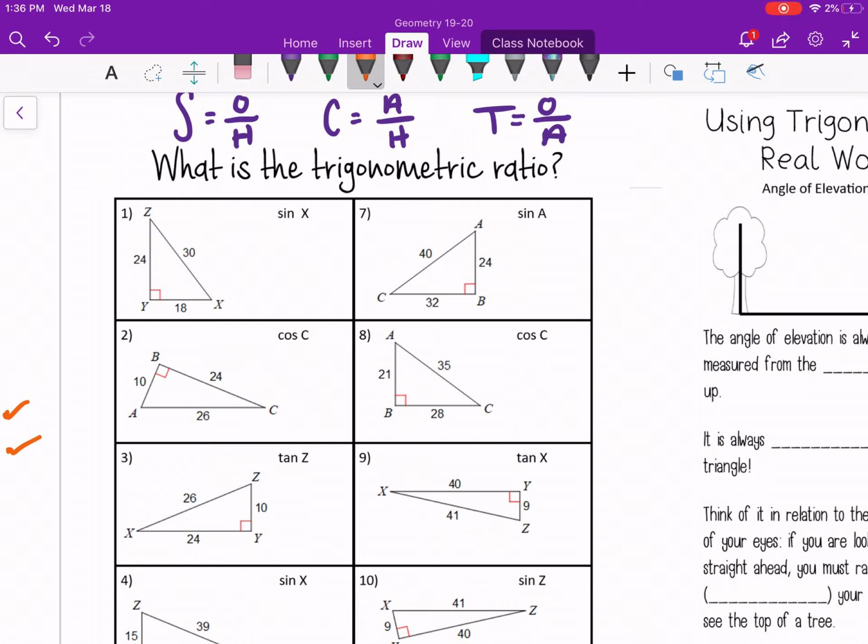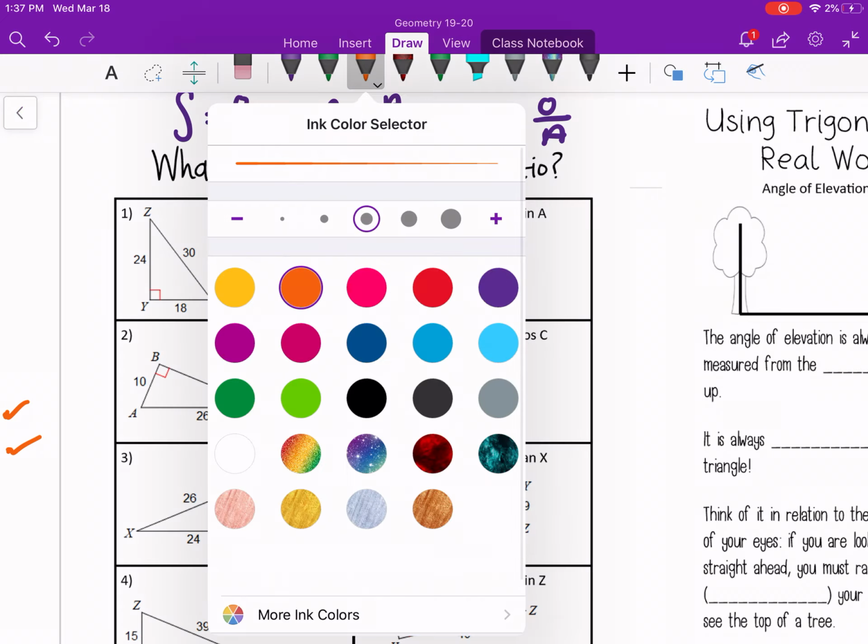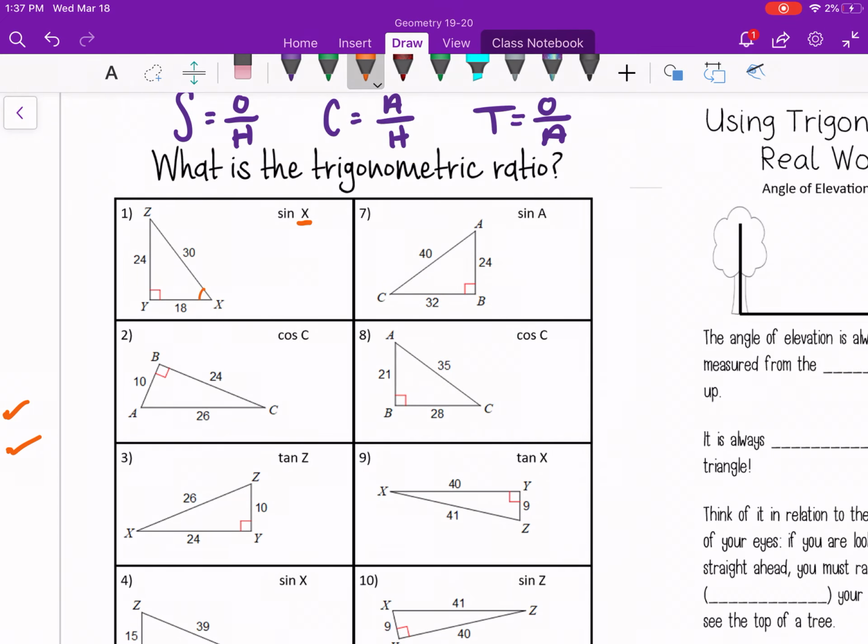The first thing we're going to do is identify the angle that they want us to use. So I'm going to look at my picture of my triangle XYZ, and I'm going to find angle x. And I'm going to go ahead and put a theta in that corner, because the opposite and the adjacent side are going to be affected by whether that is the angle I'm using or if it's not.